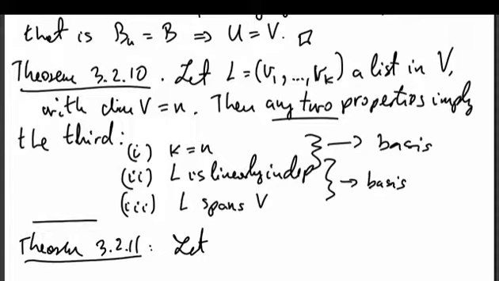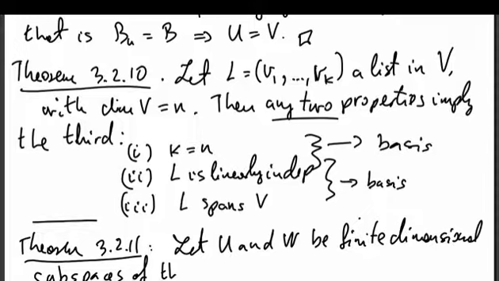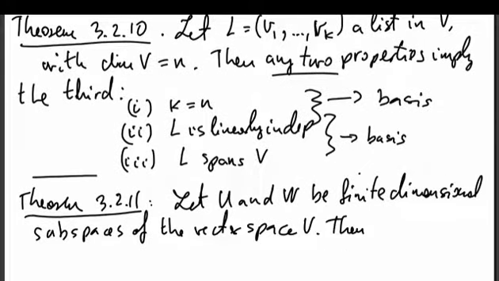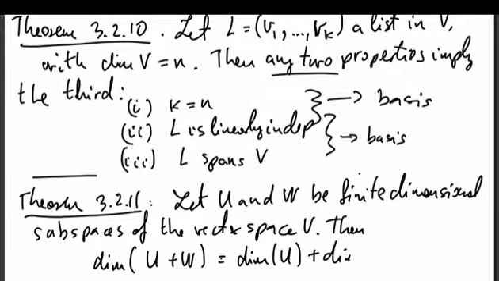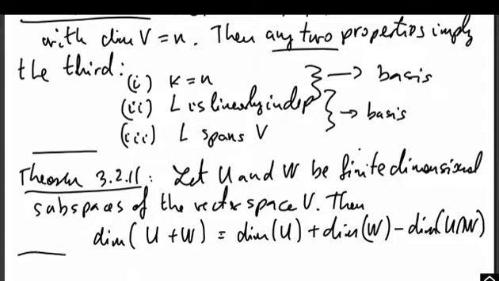And then Theorem 3.2.11. Again, we look at subspaces. Let U and W be finite dimensional subspaces of the vector space V. Then we have this equation that says that the dimension of U plus W, not necessarily a direct sum, equals the dimension of U plus the dimension of W minus the dimension of U intersection W. So this is a kind of set theoretical calculation of dimension.